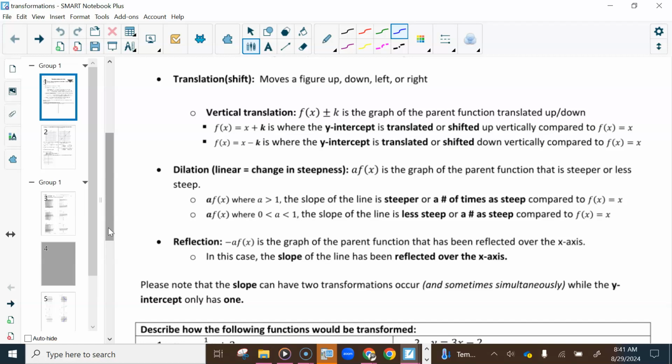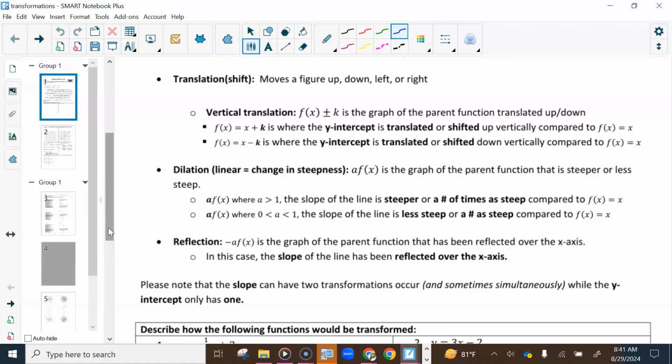So is it steeper or less steep? We talked a lot about that when we were talking about the hill: which one would we rather climb? Or the slopes, looking at the steepness. You should have found that when A is greater than 1, so 2, 3, 5, whatever, the slope gets really steep. Think about if you were skiing or sledding or skating down this hill, you're going to get down it faster. It's steeper, or you can say it's a number of times as steep: 5 times as steep, 2 times as steep, things like that.